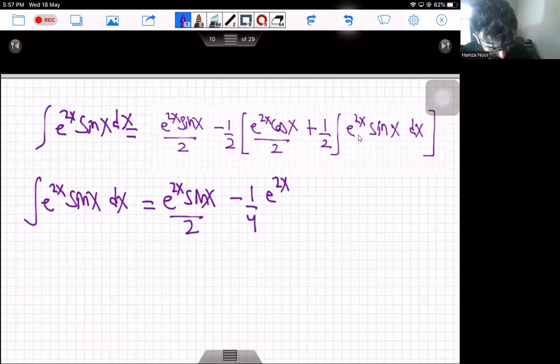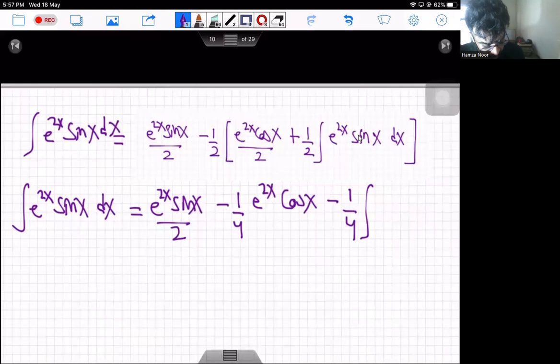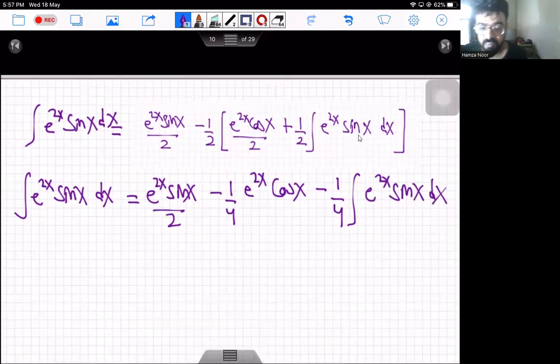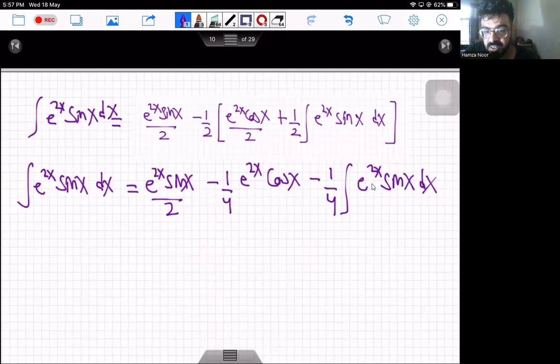So minus 1 over 4 times e raised to the power 2x multiplied by cos x. And then we have minus 1 over 4 times the integration of e raised to the power 2x multiplied by sin x. So now what we can do over here, we can take this indefinite integral on the other side of the equation, so that we can make the integration of e raised to the power 2x multiplied by sin x with respect to x the subject of the equation.